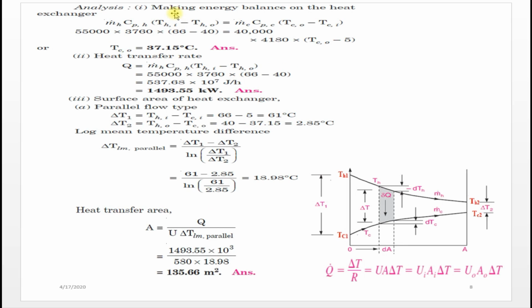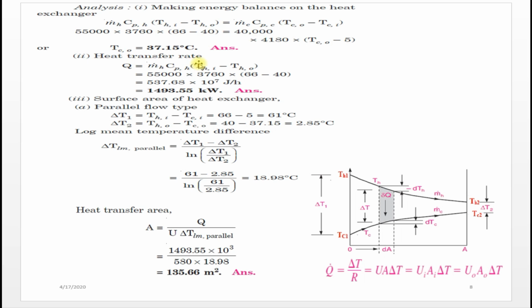From the energy balance equation, if you equate the energy given up by the hot fluid to the energy gained by the cold fluid, you will get Tc naught directly. Just substitute: mH Cph (Thi minus Th naught) is equal to mc Cpc (Tc naught minus Tci). They have equated the two equations of Q for the hot fluid and cold fluid. You will get the Tc naught value.